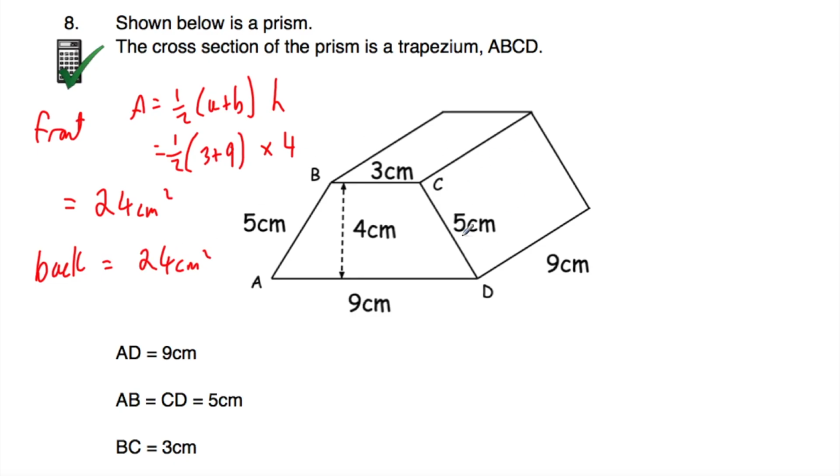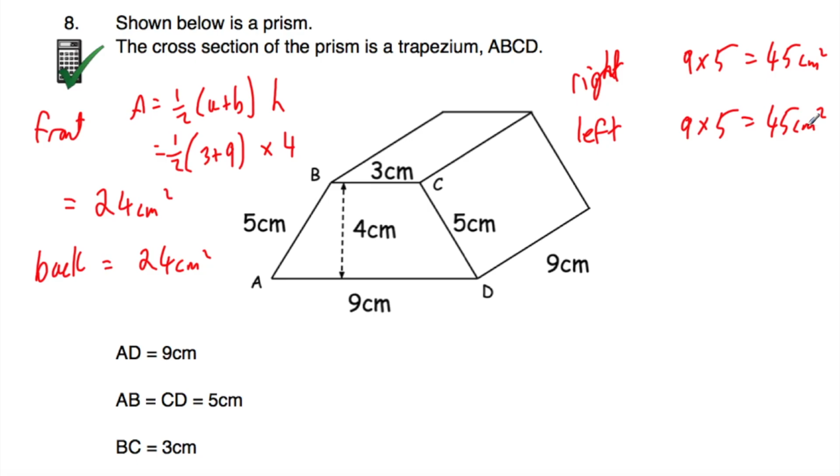Now let's have a look at the right-hand side. The right-hand side is a rectangle and it's got a length of 9 and a width of 5, and 9 times 5 is equal to 45 centimeters squared. The area of the left-hand face is also a rectangle. It's got a width of 5 centimeters and a length of 9 as well. So it's going to be 9 times 5, which is 45 centimeters squared as well. So that's fantastic. We've now got the area for the faces. Now we just need to do the top and the bottom.